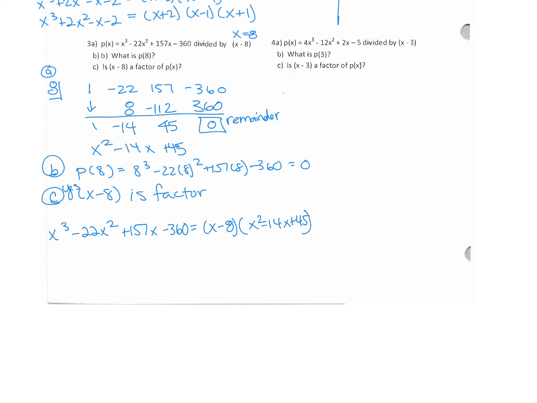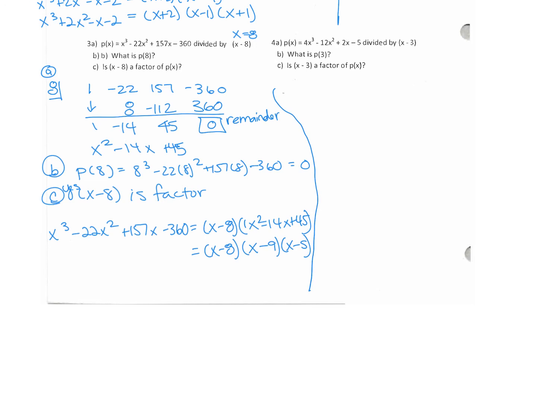And then actually I want to point out that my x squared minus 14x plus 45 actually factors. If I did the diamond method with the 45 at the top and the negative 14 at the bottom, I would get negative 9, negative 5 as my side numbers, and my a is 1. So this is equal to x minus 8 times x minus 9 times x minus 5, if I fully factor that now. And you can do number 4 on your own.